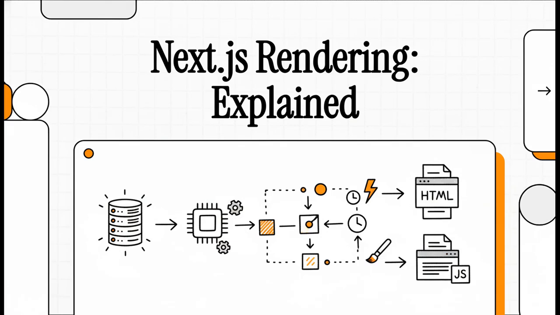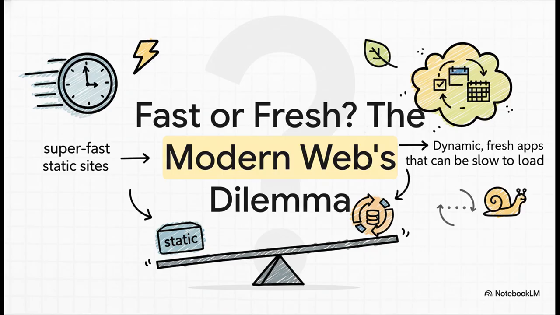Okay, let's dive right in. We're going to break down exactly how Next.js handles rendering, which is a huge part of why it's become such a popular framework. So, for the longest time, web developers have been stuck with this really annoying choice, right? You either build something super fast, like a static site, but it gets outdated pretty quick, or you build a dynamic app that's always fresh, but that initial load time can be a real killer.